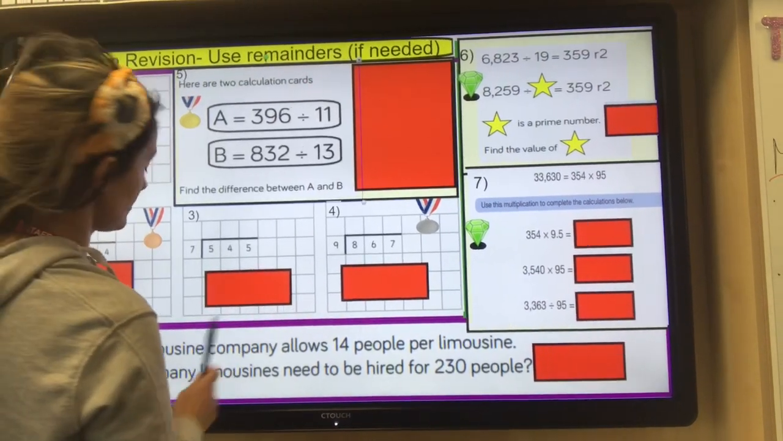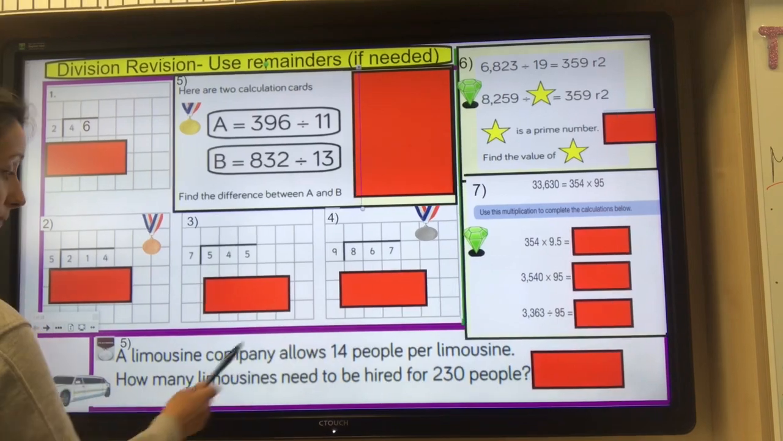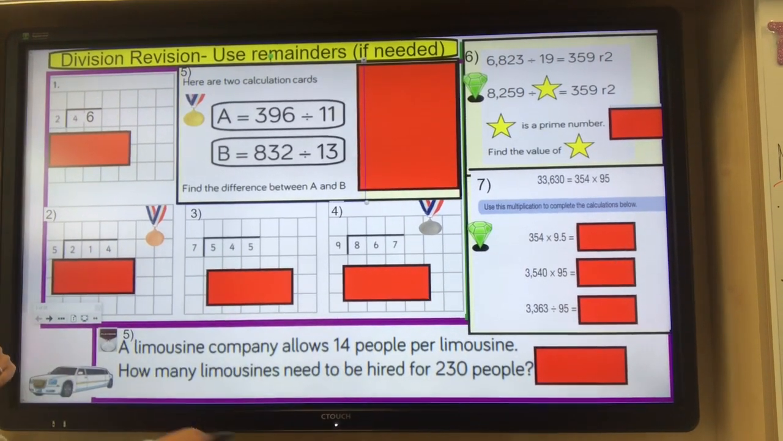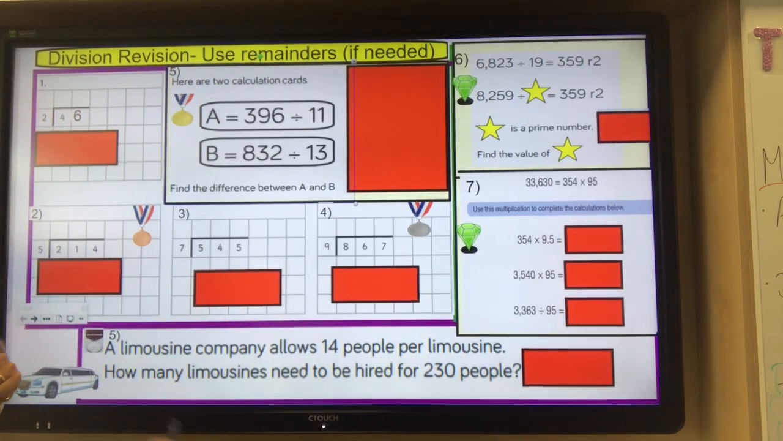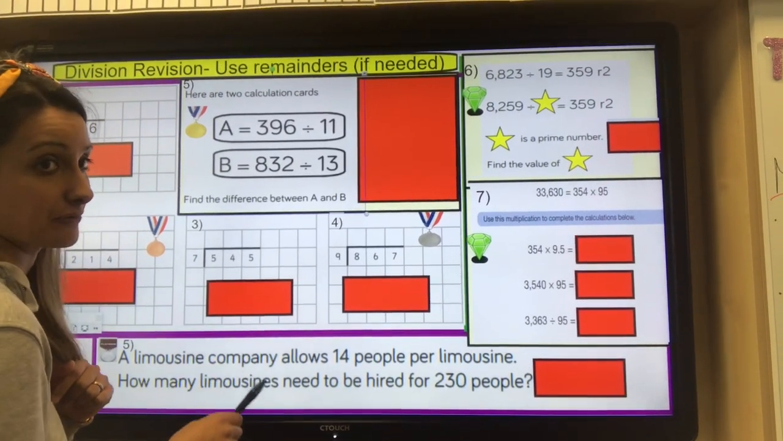Okay. Platinum here, I've got a limousine company that allows 14 people per limousine. How many limousines are needed to be hired for 230 people? So a little bit of long division there. If you can't remember long division, go back to our previous video on long division and have a reminder for yourself. I like that little link.